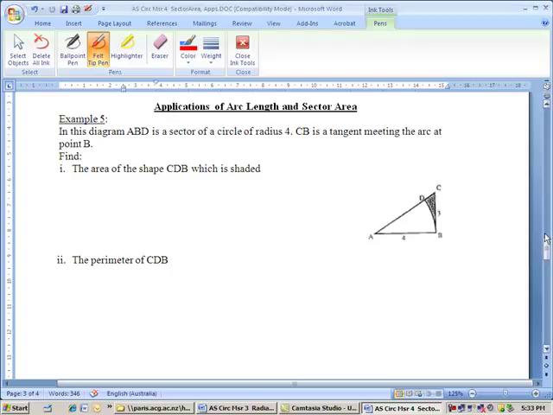Okay, in example 5, we've got the picture. We can see that we've got ABD as a sector of a circle, and it's got a radius of 4. So this part here has come from a really large circle. It's not a very good circle, but you get the idea. CB is a tangent, and it meets the arc at point B. So you can see that that should really scoot off like this, so we can see that it's clearly a tangent. Get rid of those so they're not confusing.